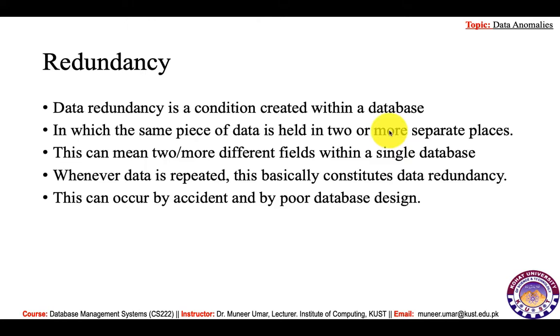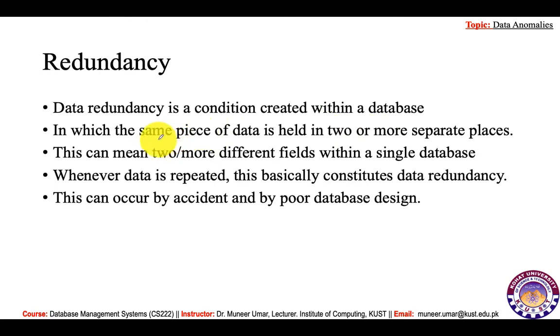Okay, first redundancy. By redundancy, we mean the duplication of data, or simply you can say that when records are repeated in a database, then that case is called redundancy. Data redundancy is a condition created within a database. When there is repetition of data, it is a kind of condition in the database, and that condition is called data redundancy.